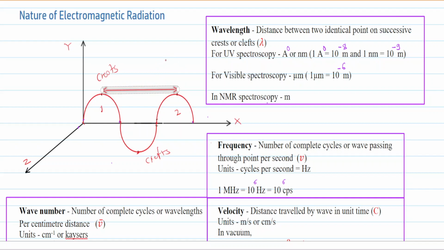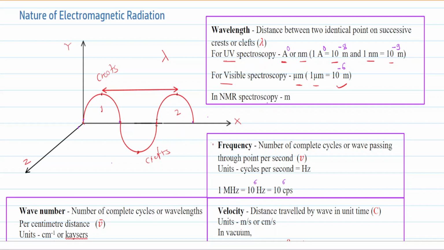And this wavelength is denoted by the symbol lambda. This wavelength has different units in different spectroscopic techniques. In ultraviolet spectroscopy, angstrom and nanometer are used, where 1 angstrom is equal to 10 raised to minus 8 meter, and 1 nanometer is equal to 10 raised to minus 9 meter. Whereas in case of visible spectroscopy, micrometer is used. 1 micrometer is equal to 10 raised to minus 6 meter. And in case of NMR spectroscopy, when wavelength is used, it is in meters. So this is about the wavelength.